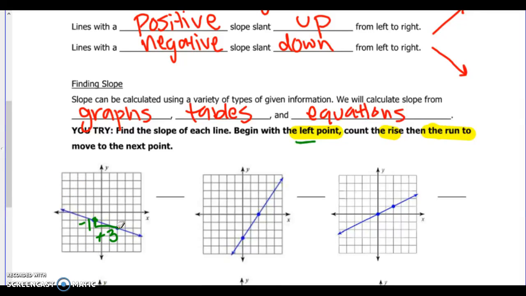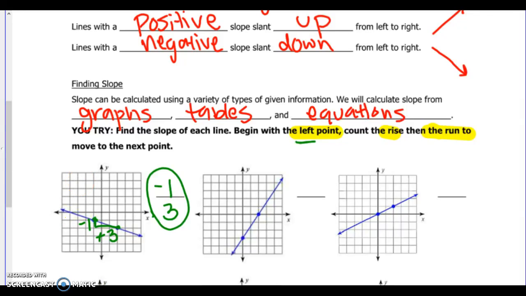So since we calculate slope as a ratio between the change in y, or the rise over the change in x, all we have to do is take those numbers, the difference as it's changing, and put them into a ratio form, which is what this line over here is for. So we're just going to put the change in y, or the rise, which was negative 1 over 3. So the slope of this line is negative 1 over 3, or negative 1/3.